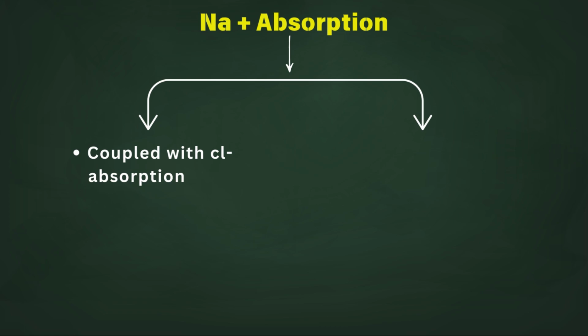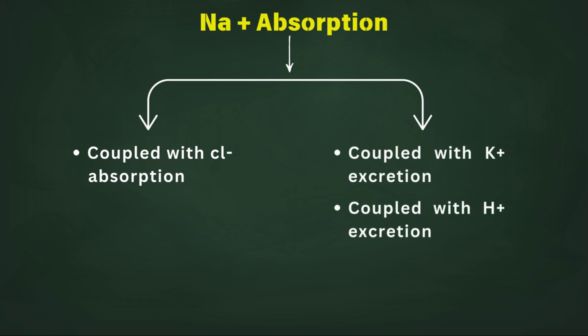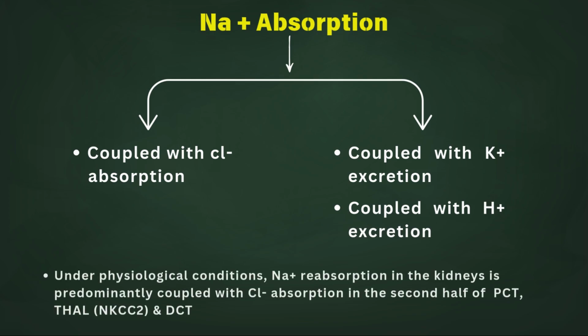This takes place in the proximal convoluted tubule, thick ascending loop of Henle, that is our sodium potassium 2 chloride transport, and in the DCT. The second mechanism is that sodium absorption is coupled with either hydrogen or potassium excretion. This takes place in the proximal convoluted tubule and mainly in the distal convoluted tubule.